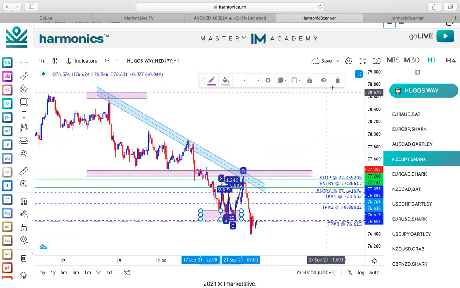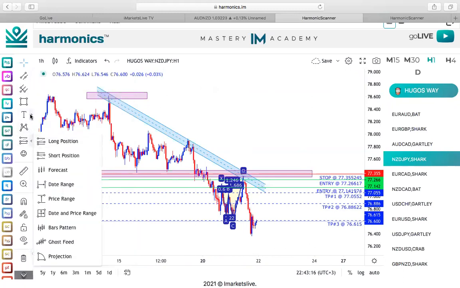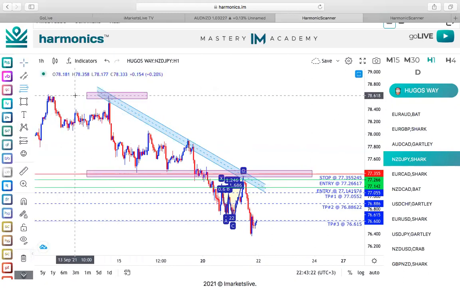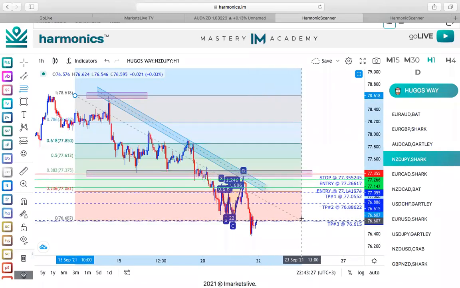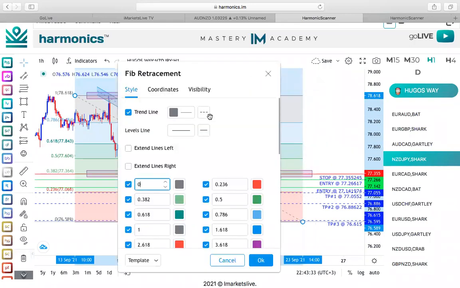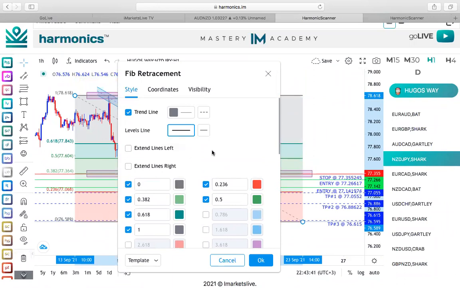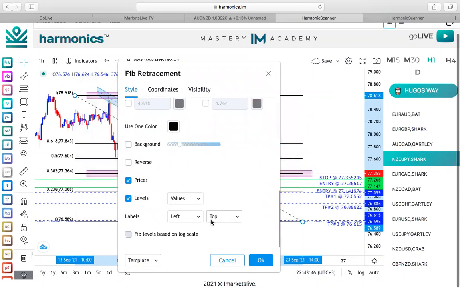All right. So I'm gonna draw my fib from high to low. So from high all the way to low. Boom. And I'm gonna readjust my fib levels. Like I said, I'm taking these off, I'm making this line a little bit thicker. I'm changing this to black. And I'm turning my background off.